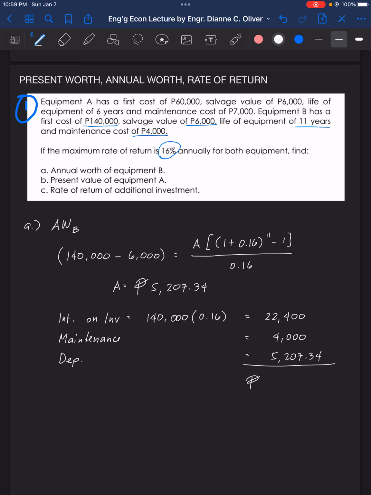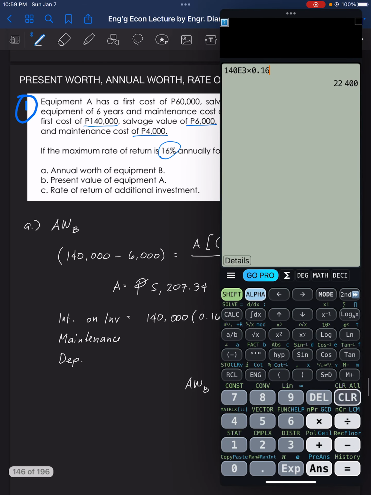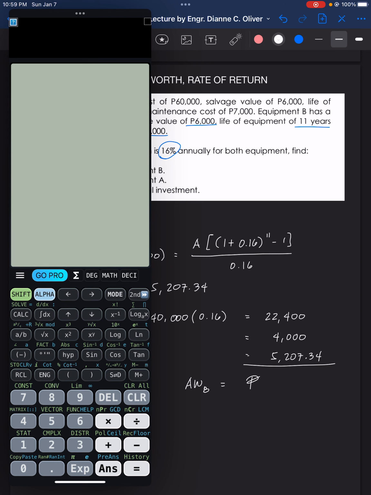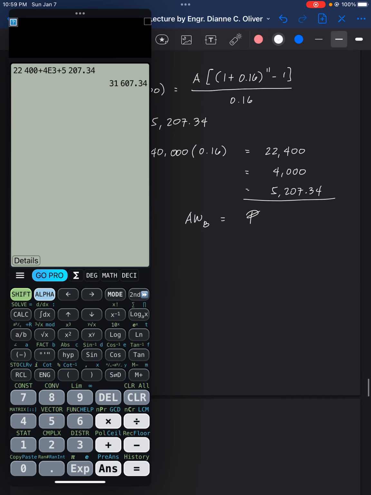The depreciation is 5,207.34. So what is the annual worth of machine B? 22,400 plus 4,000 plus 5,207.34. So that is 31,607.34.